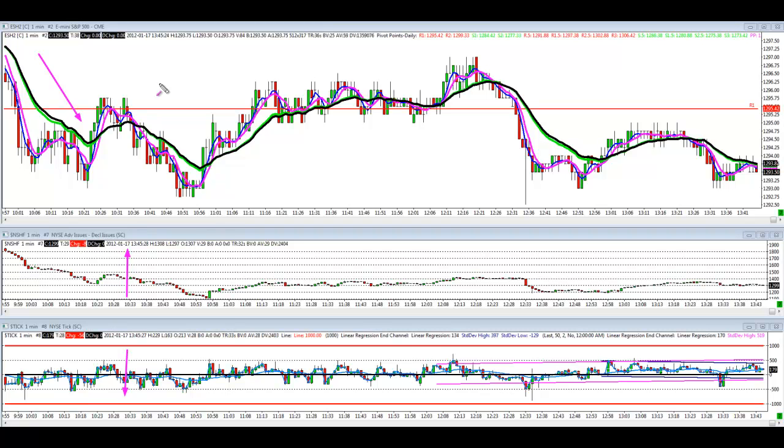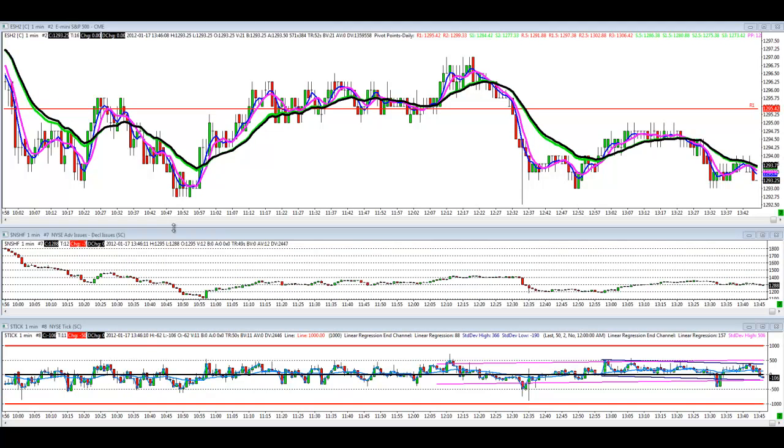So what do we need to look for? We need to look for correlations in the market. If we see that the internals are correlated and that the internals also correlate with the index that we're trading, if we see a correlation between market internals and the index, then generally that trend will remain in effect.